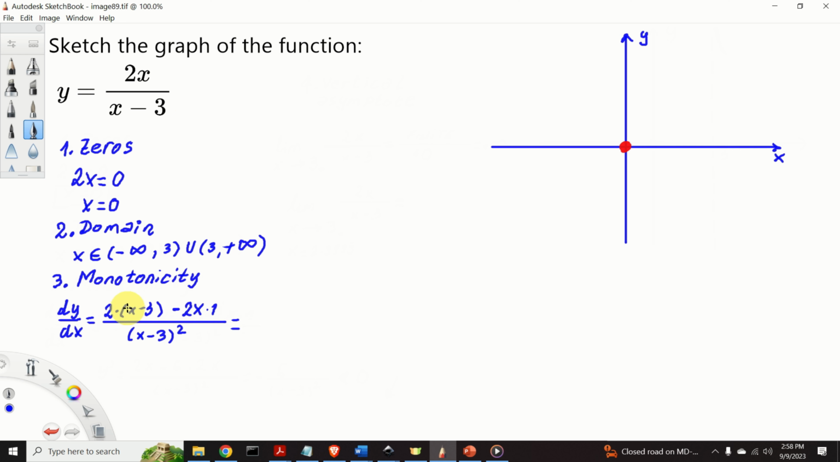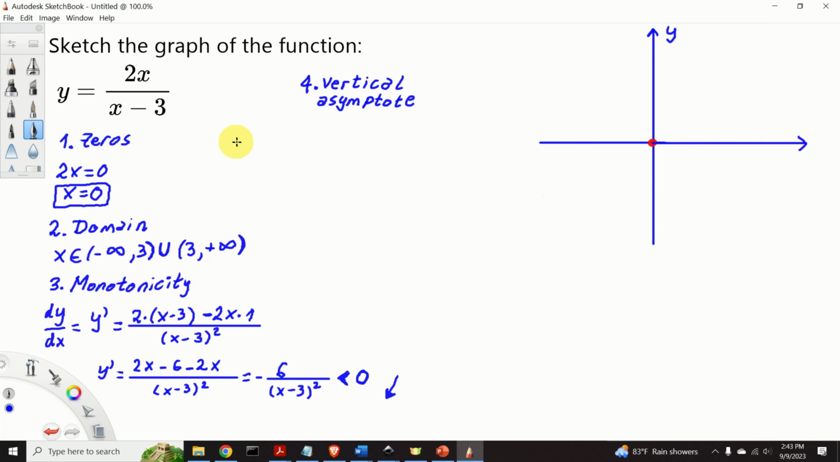And as the result, we obviously have 2x minus 2x, that's 0, and we have 2 times minus 3, that's minus 6. We have minus 6 over x minus 3 squared. Obviously, this is always negative. That is, our function y is always a decreasing function. Of course, the function is not defined at x is equal to 3, so we omit that point. Perfect. In the fourth step of sketching this function, we need to determine the vertical asymptotes.